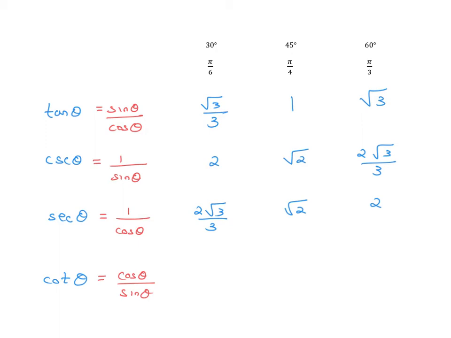And then for cotangent, for this one here, we get the square root of 3, we get 1, and then we get root 3 over 3. So if you'd like some practice using these definitions, you can use sine and cosine to figure out all of these values.